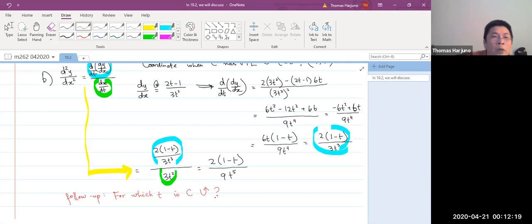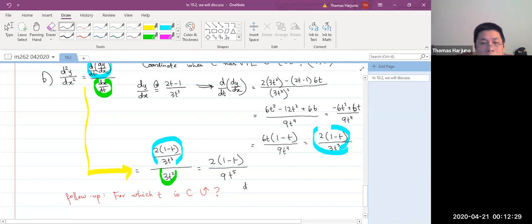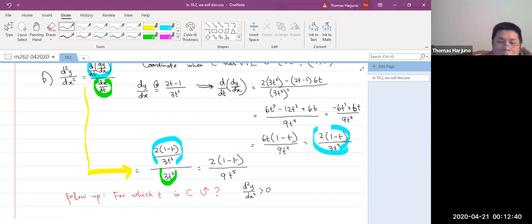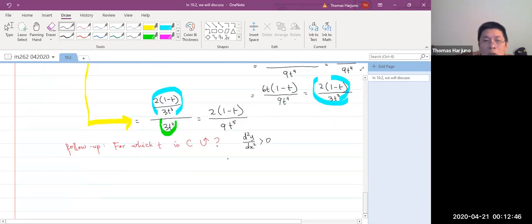Well, concave up is when the second derivative is positive. Right? That's something we know from calculus 1, by the way. We just apply that idea now into this parametric. So I need to solve 2 times (1 minus t) over 9t to the 5th. This has to be positive. Now, how do we solve that inequality?